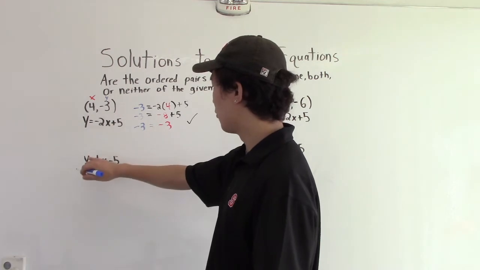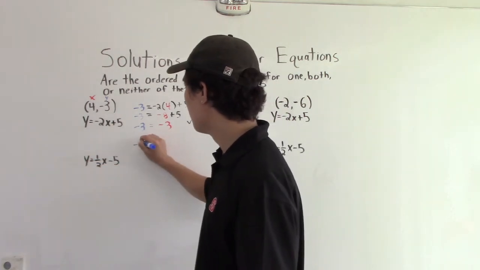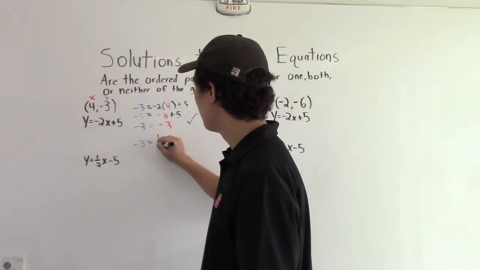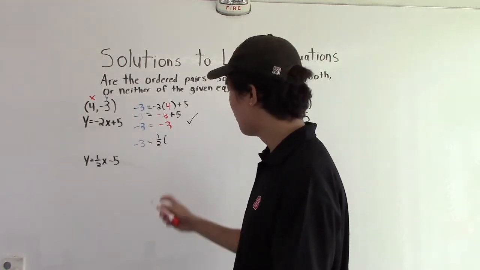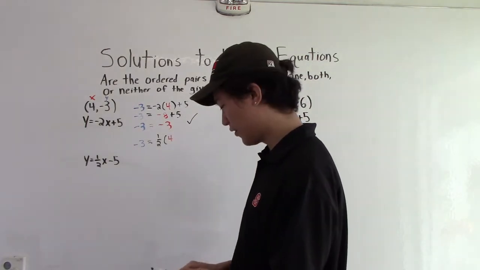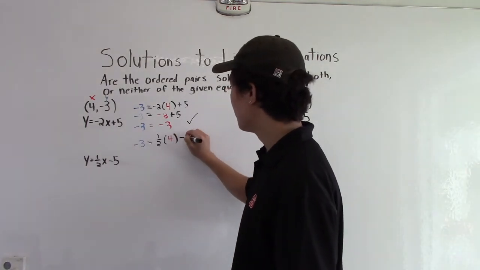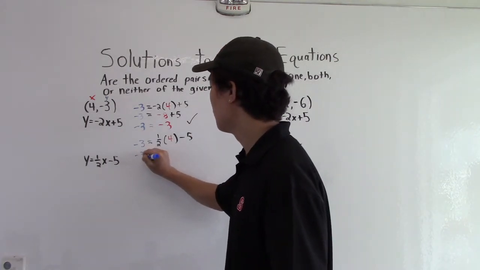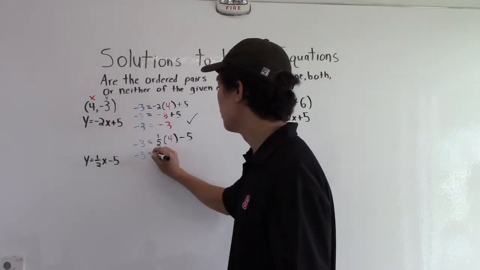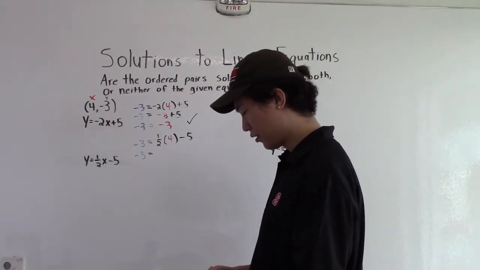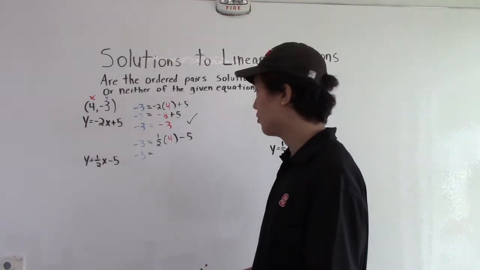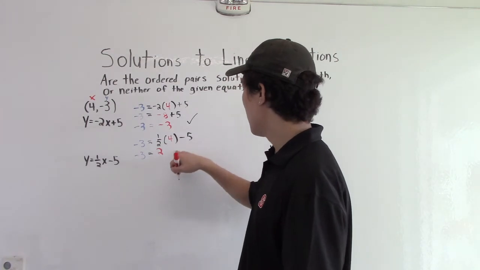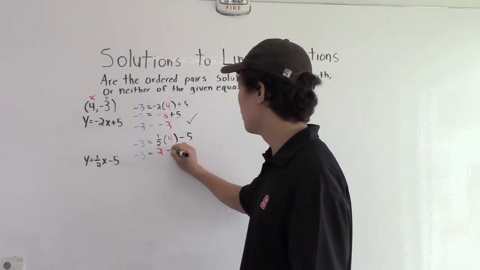So again, we have our y value here of negative 3 going to be equal to 1/2 times 4, our x value, minus 5. The negative 3 will stay. And then we have 1/2 times 4. So 1/2 times 4 is also 4 divided by 2, which will give us 2. And we still have that minus 5.